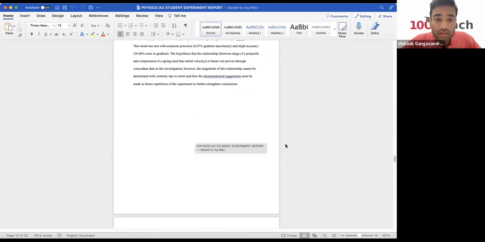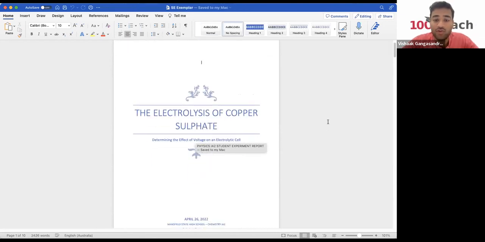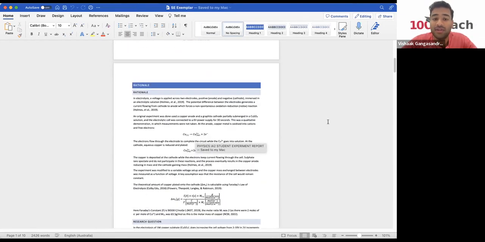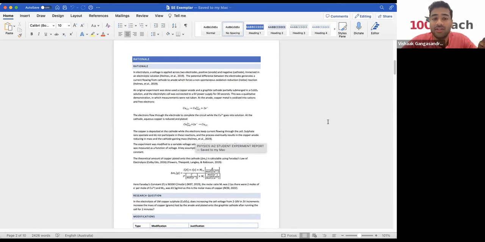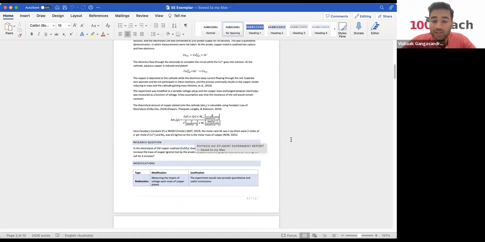So this is what a chemistry experiment looks like, the electrolysis of copper sulfate. Okay, so in the electrolysis of copper sulfate, you've got your rationale, you give specific chemistry formulas, and then going through theoretical formulas here. Okay, you've got your research question. In your research question, that's the research question that you're given.